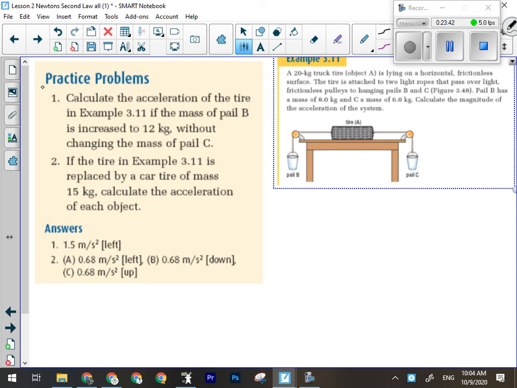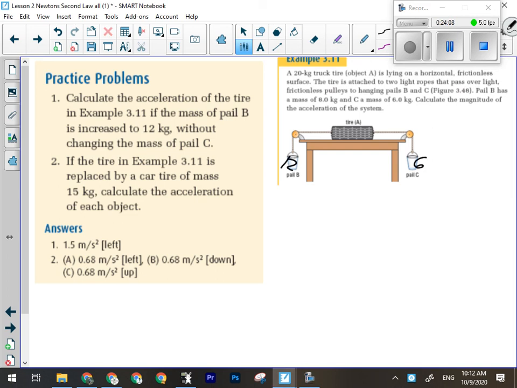Give that one a try, and if you get that one done, then try looking at number 2, where they replace the car tire with a tire that's only 15 kilograms instead of 20. That goes back to the original settings for the pails. We're looking for the acceleration of the tire in question number 1, and pail B has been increased to 12 kilograms. So this is now 12.